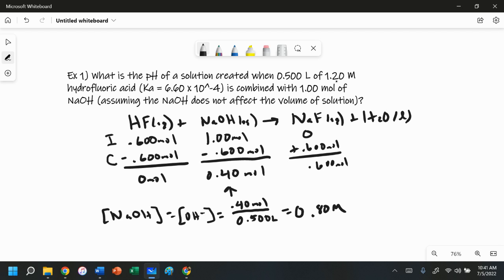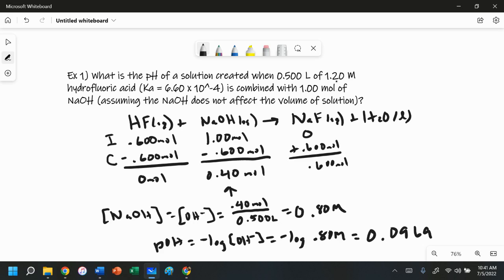Now, if you recall, we can calculate the pOH of our solution by taking the negative log of the hydroxide concentration, and then we can use the pOH to determine the pH. So the negative log of 0.80 molar is equal to 0.0969 for our pOH. And that makes sense. The pOH would be very, very small for a strong base.